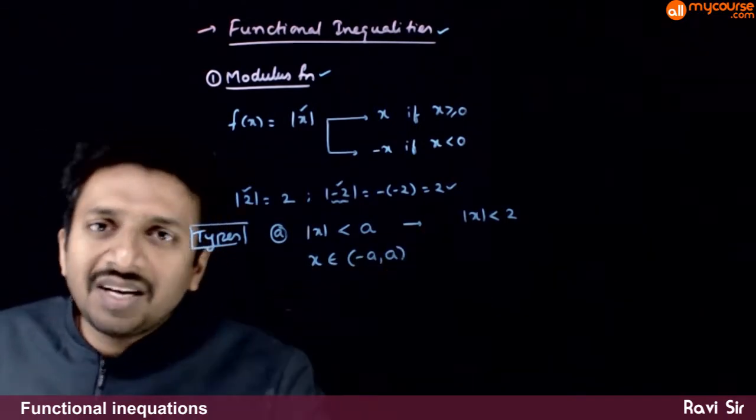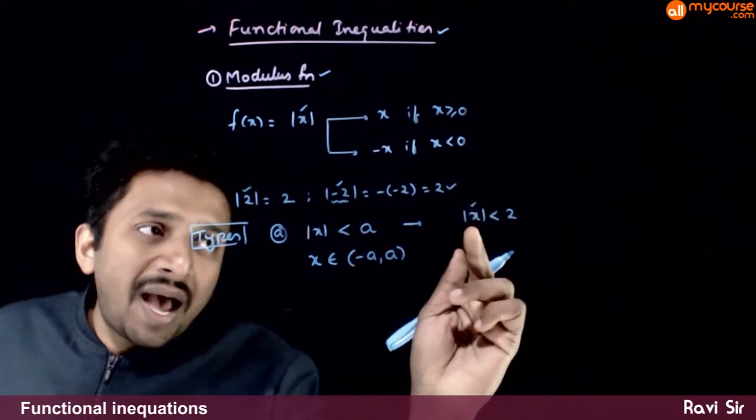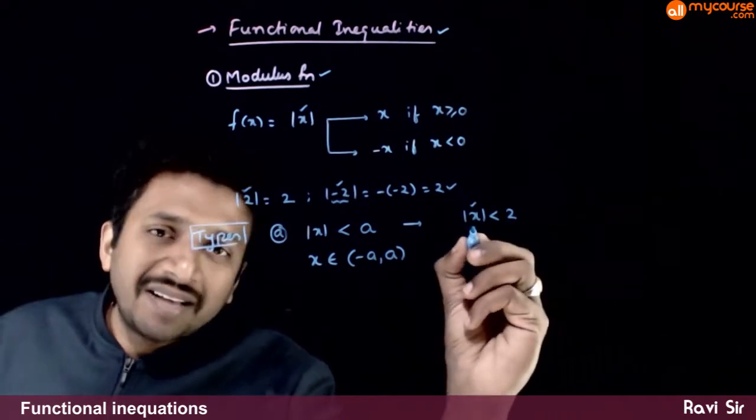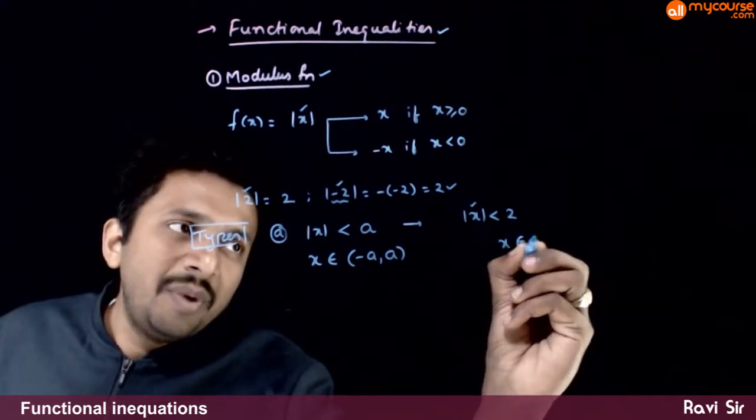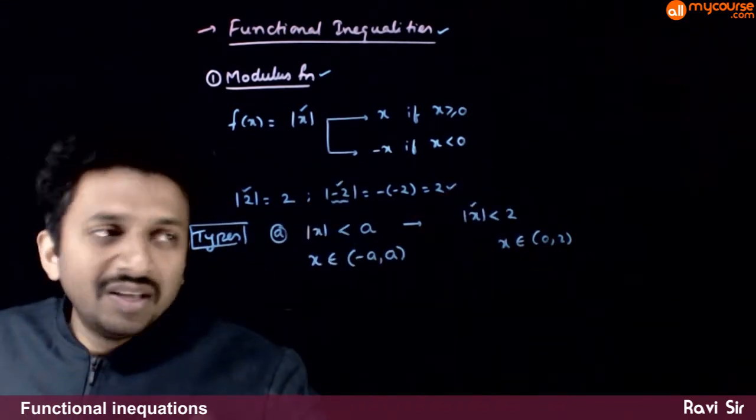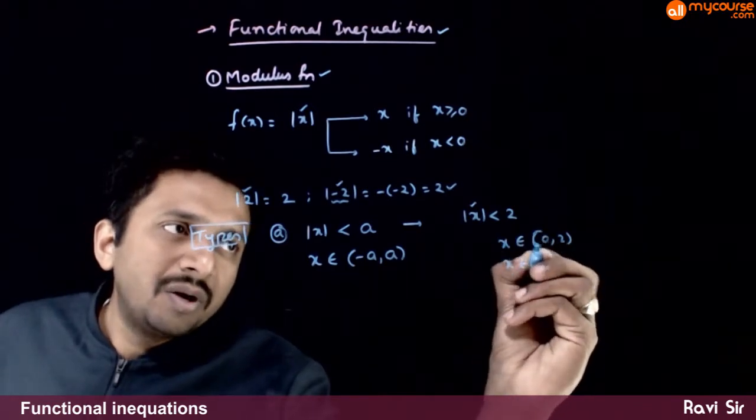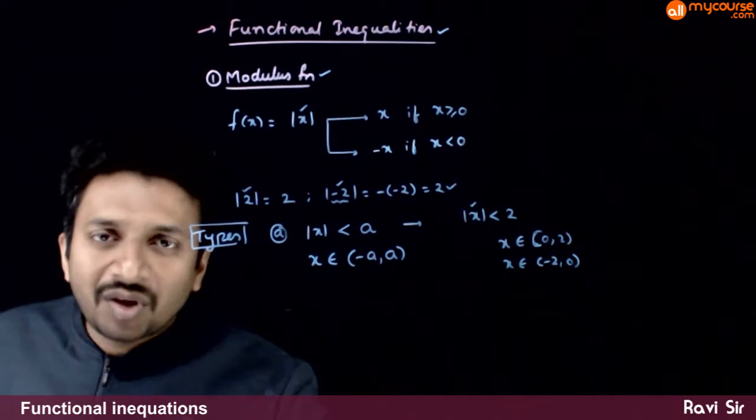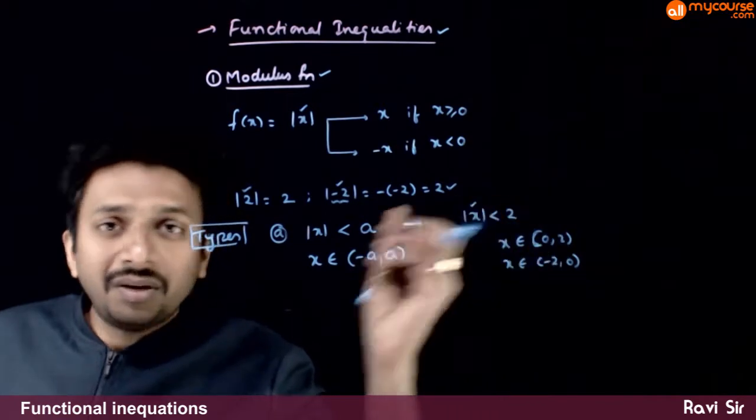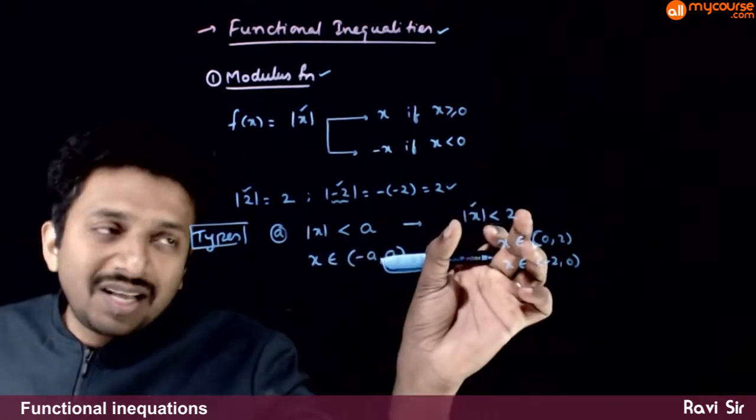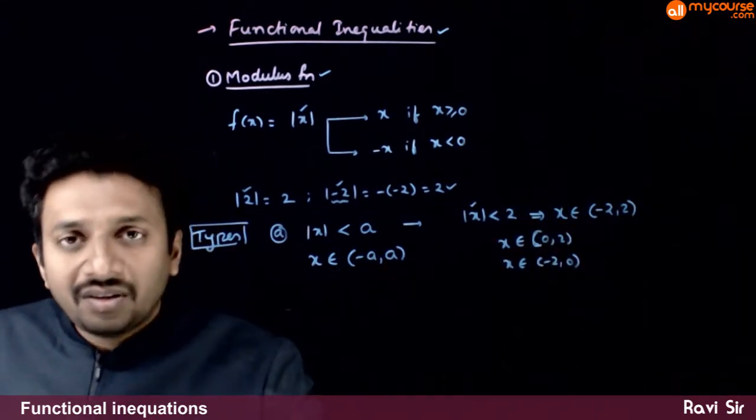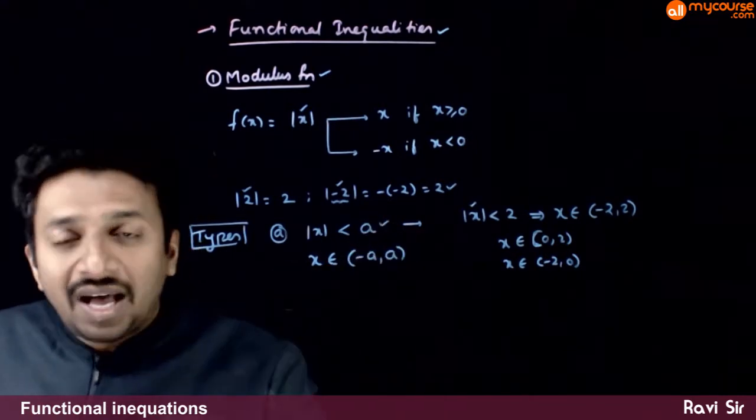That is, if mod x is less than 2, that means the absolute value of x should be less than 2. On the positive side, if x is belonging to 0 to 2, mod x is less than 2. Similarly, if x belongs to minus 2 comma 0, on the negative side, also after taking mod, you get a number which is less than 2. So mod x less than 2 implies x belongs to minus 2 comma plus 2. You need to remember this. This is a very frequently asked inequality.